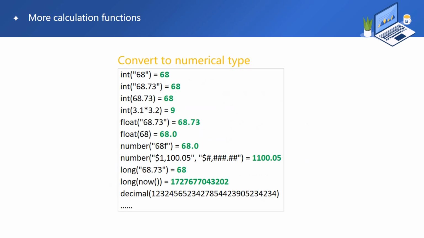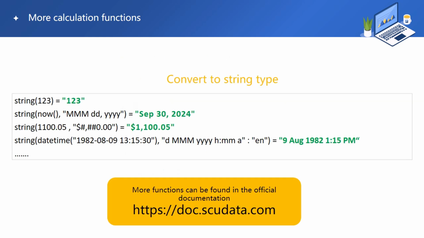There are many numerical types, including integer int, long integer, double precision floating point number float, real number, and large floating point number decimal. In addition to converting between various numerical types, string and date types can also be converted to numerical values. When converting date, time, and numerical values into strings, the format can also be specified. There are more calculation functions available, which can be viewed in detail in the official online documentation.